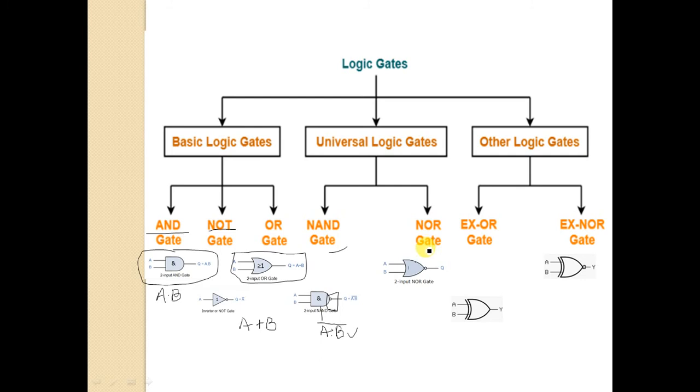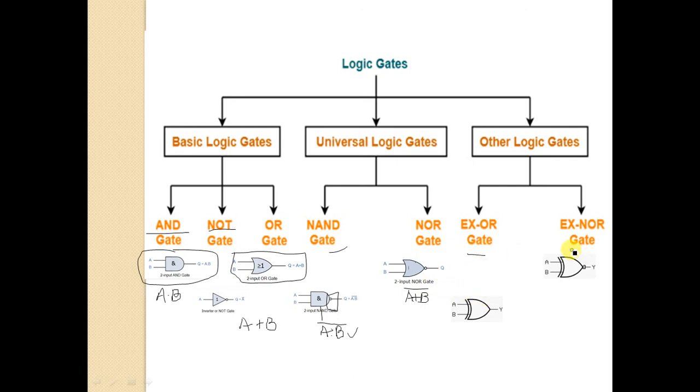In the same way, NOR gate has an OR gate with a NOT gate. So OR gate, what is its function? It does the addition, and NOT gate will invert the output.